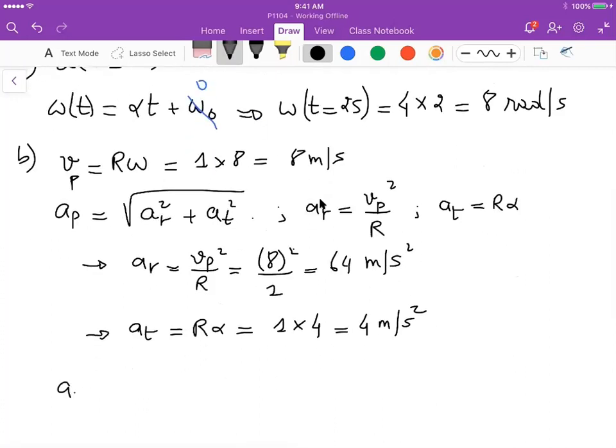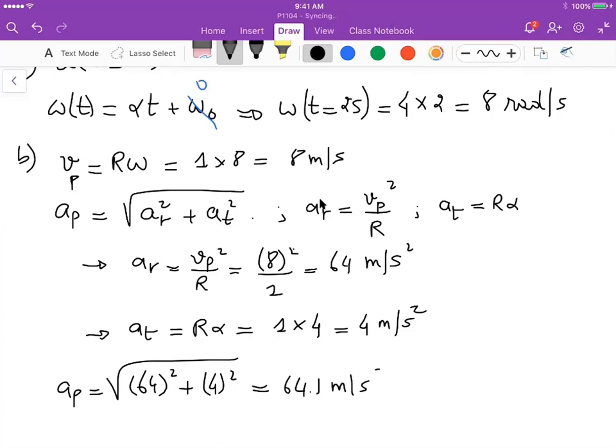And so from here we can deduce that AP is equal to the square root of 64 squared plus 4 squared, all under the square root, and so we end up with the value 64.1 meters per second squared. So this is the answer for the total acceleration. But the question is, does the answer end here? Here we found that VP is equal to 8 meters per second, this answer is complete. Here we found that AP is equal to 64.1 meters per second squared.